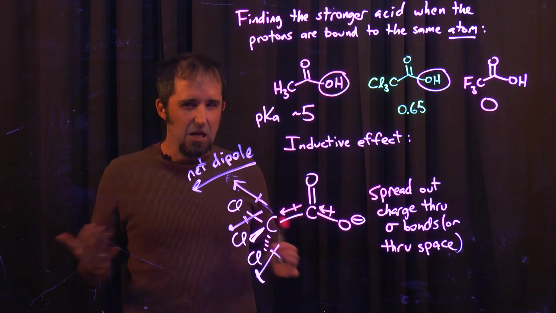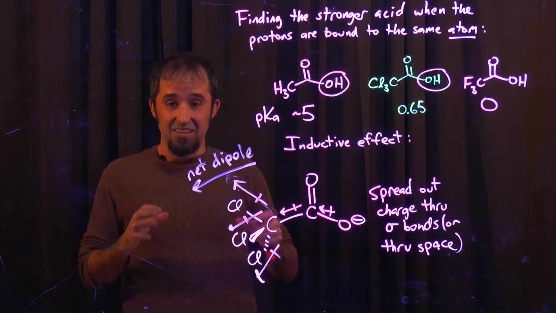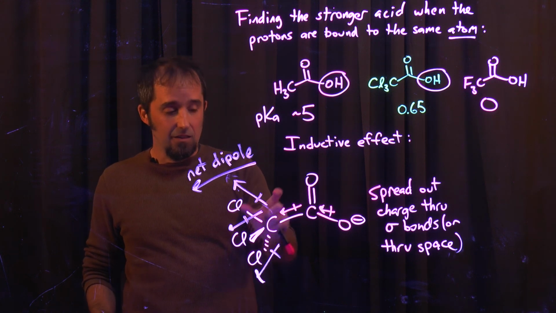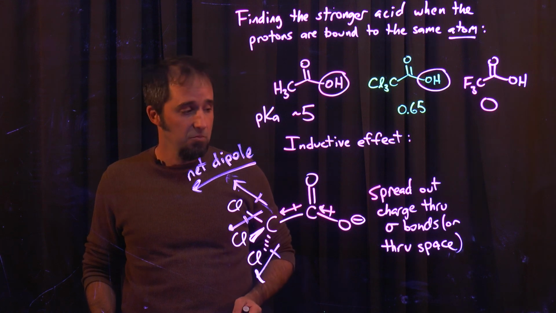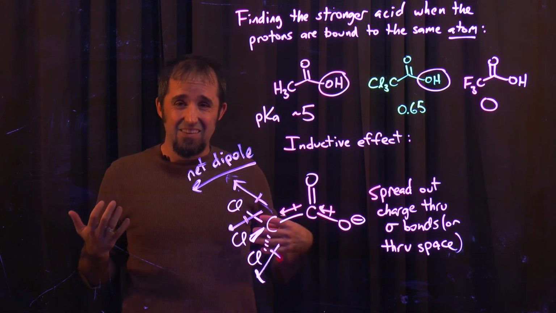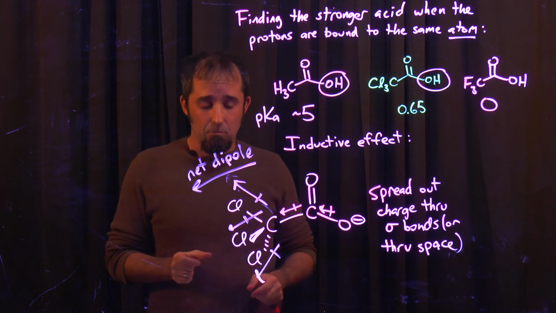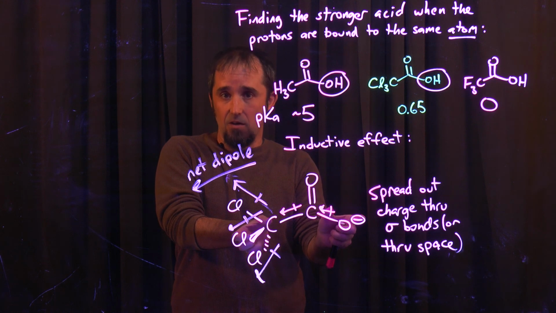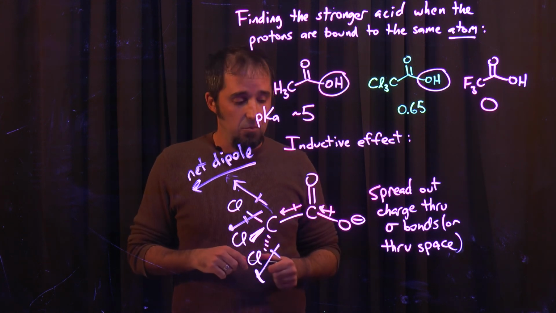So you can think about this a couple different ways. You can think of it as, like I've drawn here, polarizing the sigma bonds. So I have a really polar sigma bond here, a little bit less polarized bond here, a little bit less, and so forth. Right? You can also just kind of think of this as polarization through space. Right? So I've got bar magnets here that are pulling on a little bar magnet over here. And the closer I get those bar magnets, the bigger the effect there's going to be.